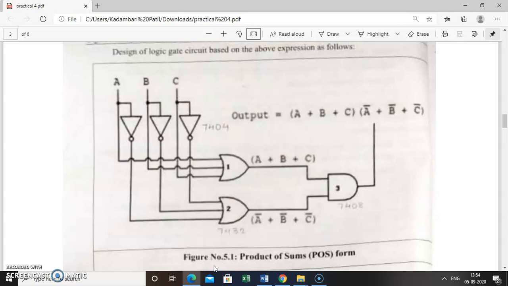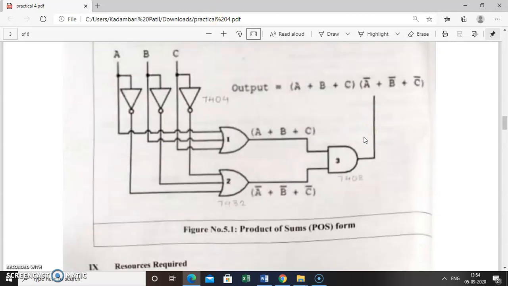In the product of sum, we have to do a multiplication. In a sum of product, we have to do an addition. So in the product of sum, we can see the output is in the multiply format. Okay, so this is the logical diagram.